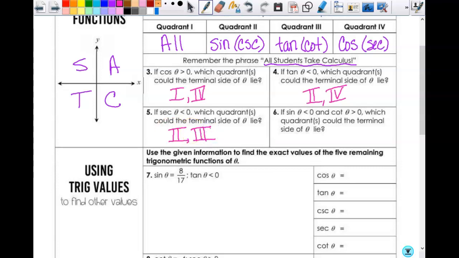And now number 6 has 2 things. So when this happens, I usually draw myself a little diagram so I can mark these things. It says sine is less than 0. So sine can be negative in 3 and 4, right? Cotangent is positive. Tangent is positive in 1 and 3. That means they overlap here, so it's quadrant 3. Does that make sense? The little dots help me, otherwise I'll lose track of what I'm thinking in my head. It's just quadrant 3.